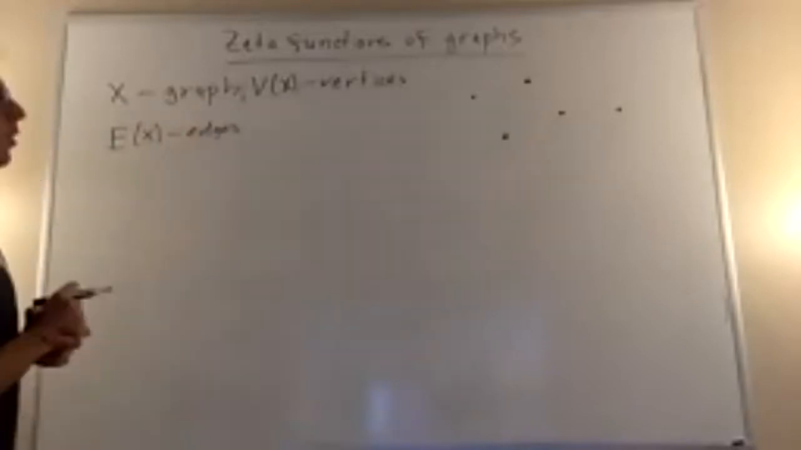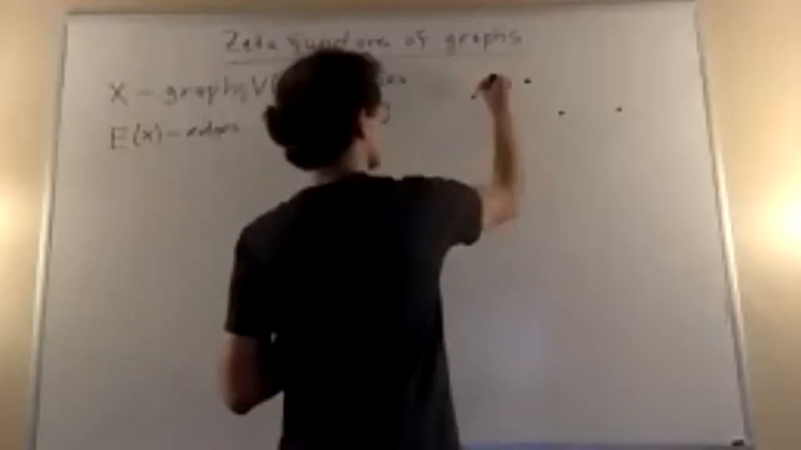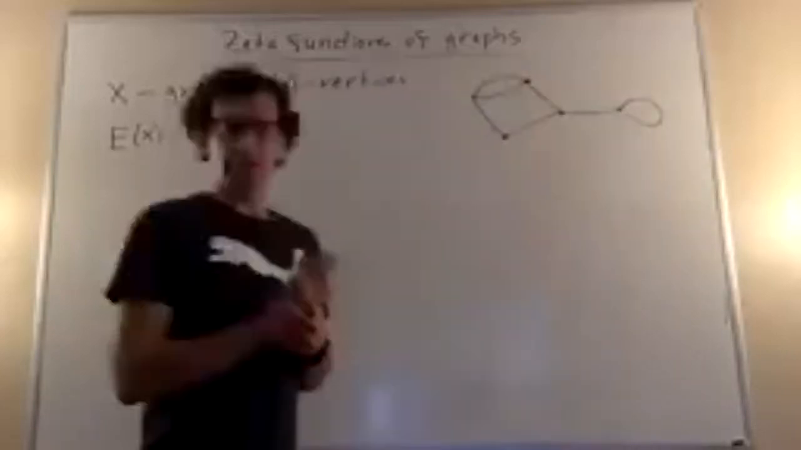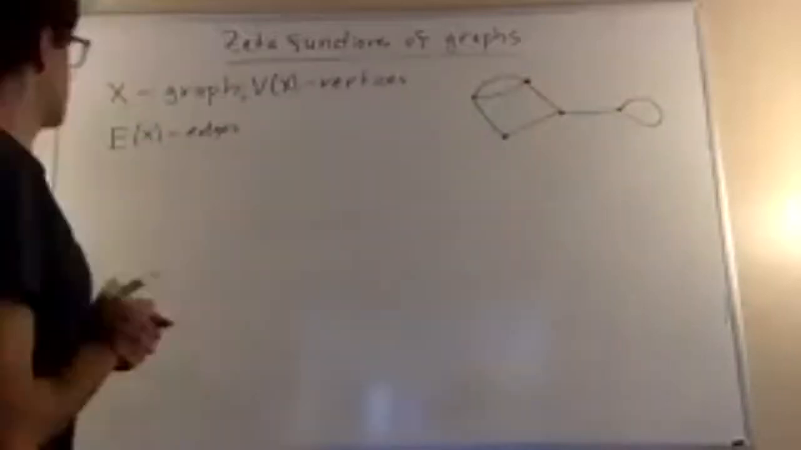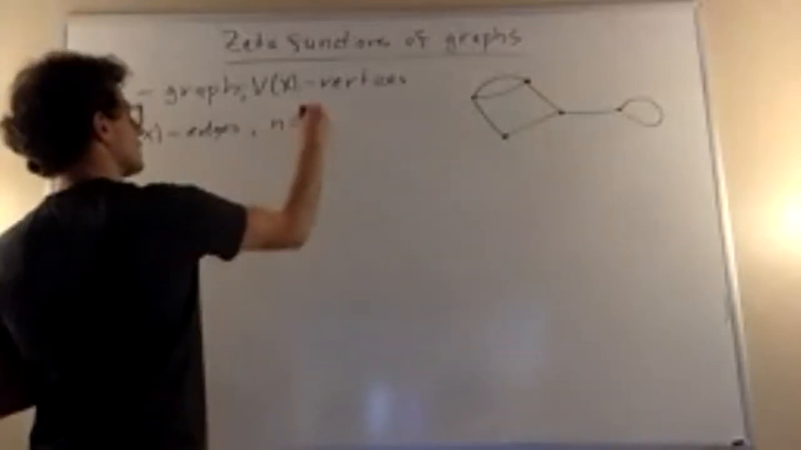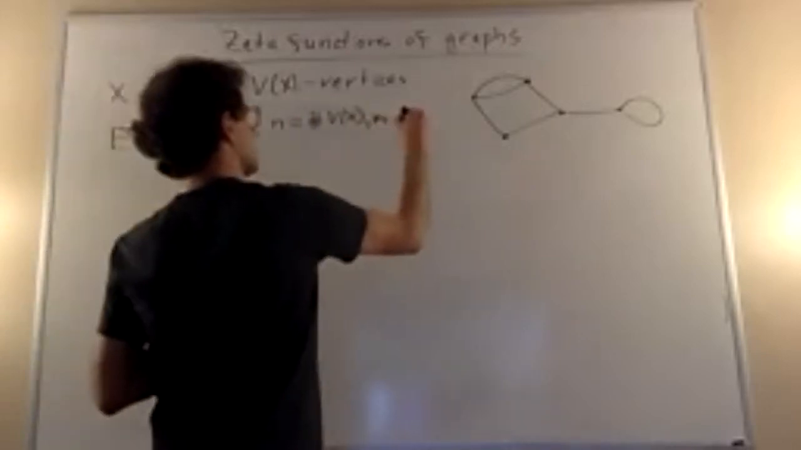So edges, we're allowed to have multiple edges between the same pair of vertices. We're allowed to have something like this, like that. And we're also allowed to have loops like this. So that's an edge that begins and ends in the same vertex. I'm always going to use n to denote the number of vertices, and m is going to denote the number of edges.